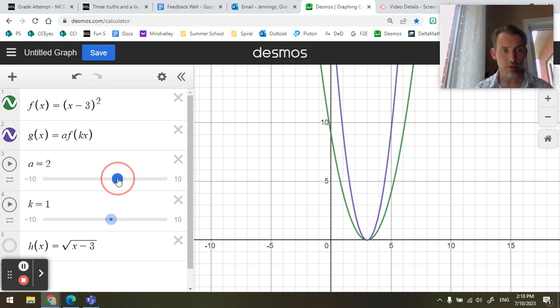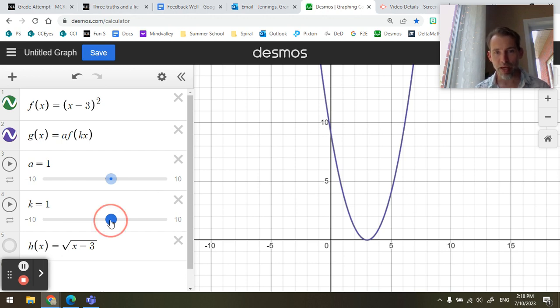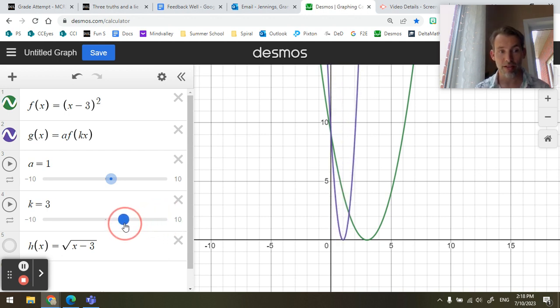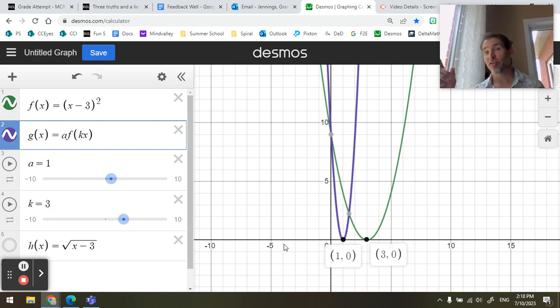Now let's set that back to 1, because we don't actually want to look at A transformations. Let's look at K transformations, which can be confusing. Okay, there we go. So as K gets bigger, you'll see this compresses vertically. It gets squeezed towards the y-axis. So it's now 10 times closer to the y-axis. If K is 3, it's going to be 3 times closer to the y-axis. So set that to 3. The old vertex was at 3, 0. The new vertex is at 1, 0. Notice all the x values have been divided by K, not multiplied, divided.